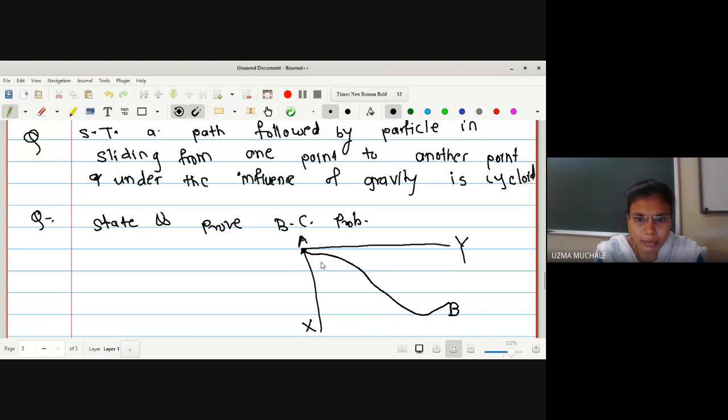A particle is sliding from one point to another point under the influence of gravity. What you have to do is drop a particle from some height, under the influence of gravity. So this particle will go to some other position B. It is our aim to show that whatever the path followed is given in minimum time.